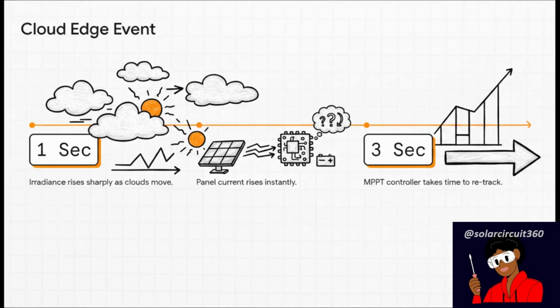Let's walk through a timeline of a fast cloud movement to see exactly where the mechanical system falls behind the instantaneous environmental changes. At 1 second, the radiance rises sharply as the cloud moves away. At 2 seconds, the panel current rises instantly in response to that brilliant light. But look at 3 seconds. The MPPT controller takes a finite time to retrack. It's literally still calculating what happened a full second ago. The environment has completely outpaced the hardware.